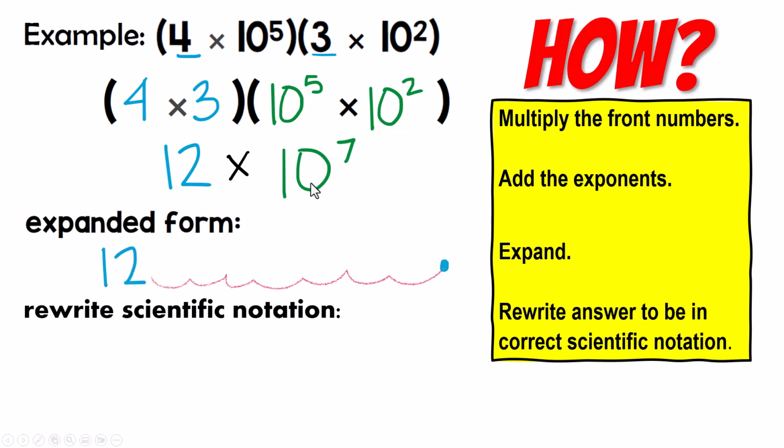12 times 10 to the 7th is going to have some zeros. 1, 2, 3, 4, 5, 6, 7. And there it is. Be careful. It's not always the same number of zeros as the exponent, but in this case it is.